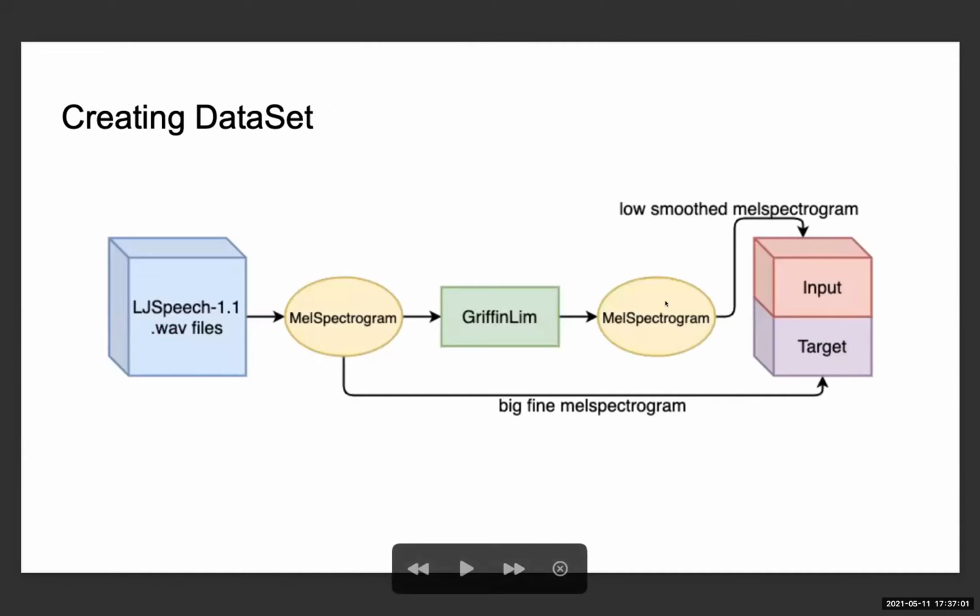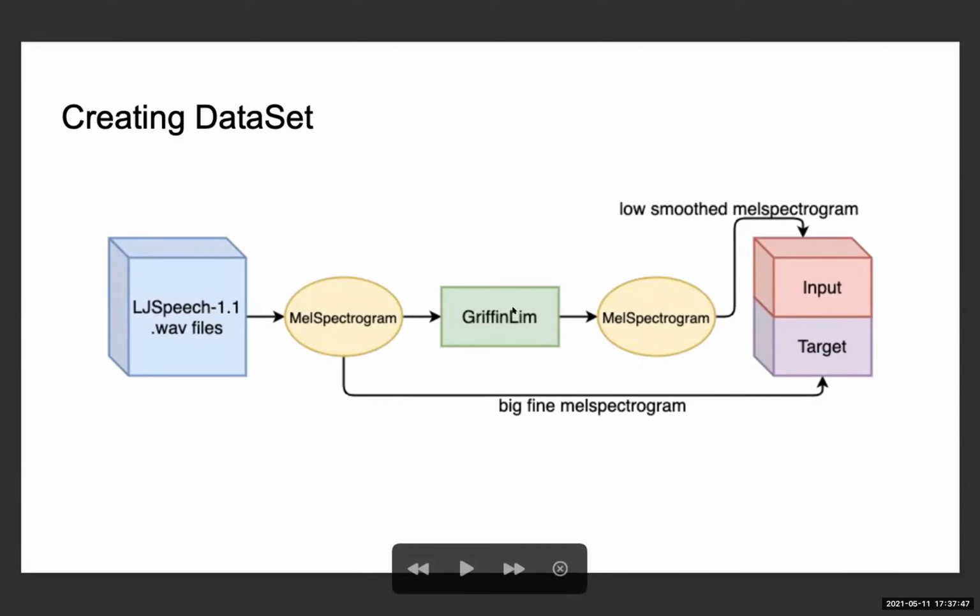Now I will tell you about how I create the dataset for the super resolution network. LJ Speech was taken as a basis, and after this torch transforms Mel spectrograms, we get the target part of the dataset. It is the lower arrow on the screen, which target part contains the spectrograms of the original sound with a high resolution.